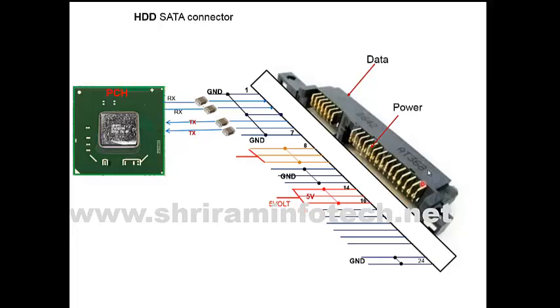Now if the 5 volt is coming but still the hard disk is not detecting, then you have to replace all these 4 capacitors in between the PCH and the connector. You will find small capacitors at pin number 2, pin number 3, pin number 5 and pin number 6. There are 4 capacitors over there, and you have to replace these 4 capacitors between the PCH and the connector, then your problem will be solved.